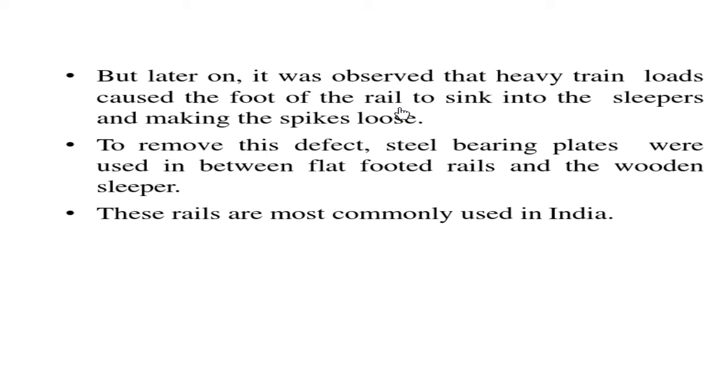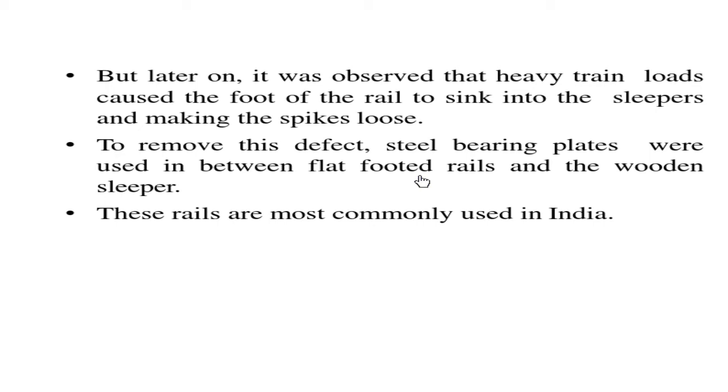Okay, once you go through the fasteners you will come across all those things. So for the time being, just think that it is a large nail which is used in the railway track in order to fasten, and it has an offset head. To remove this defect, steel bearing plates were used in between the flat-footed rail and the wooden sleepers. So here chairs are not used; what is used is the steel bearing plate between the rail as well as the sleeper.